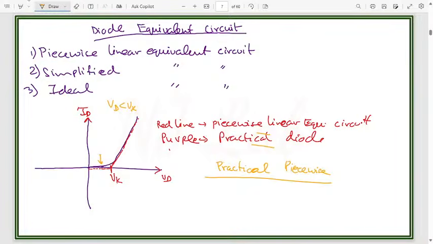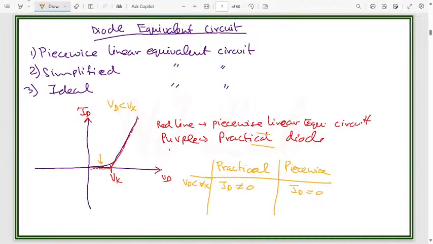So if we talk about the knee voltage, VD less than knee voltage, the current ID is not equal to zero. But in piecewise, we assume that ID is equal to zero, right? So in piecewise, we have taken this approximation that the current is not increasing slowly, exponentially, right? We assume that current remains zero.